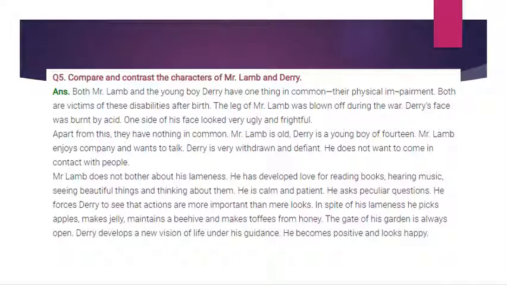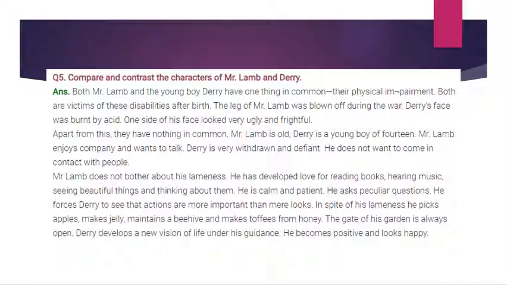Lamb does not bother about his lameness. He has developed love for reading books, hearing music, seeing beautiful things, and thinking about them. He is calm and patient. He asks peculiar questions. He forces Derry to see that actions are more important than mere looks. In spite of his lameness, he picks apples, makes jelly, maintains a beehive, and makes toffees from honey. So he is keeping himself busy with all these things.